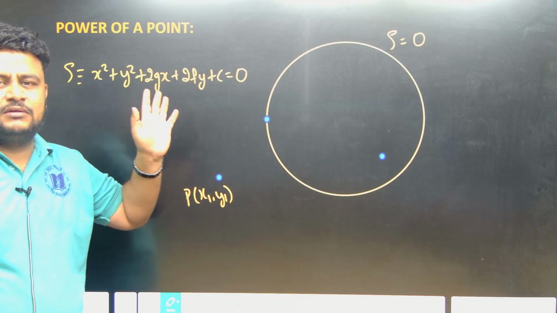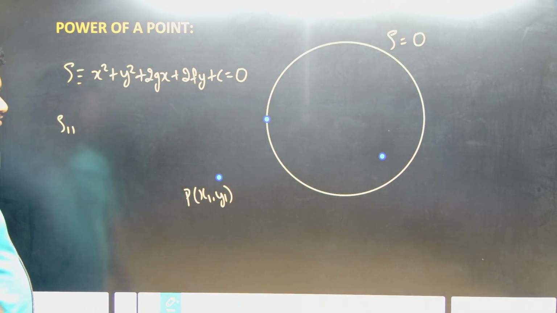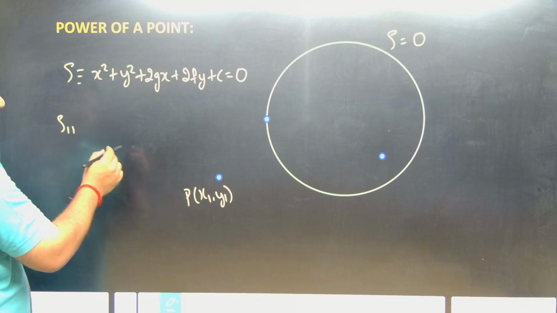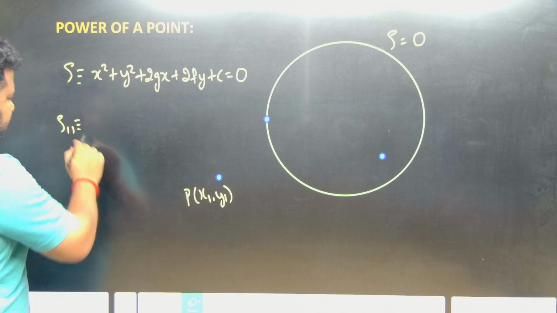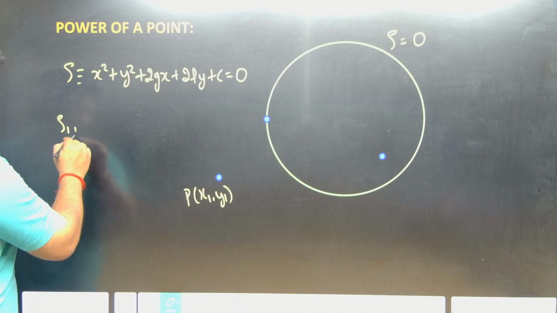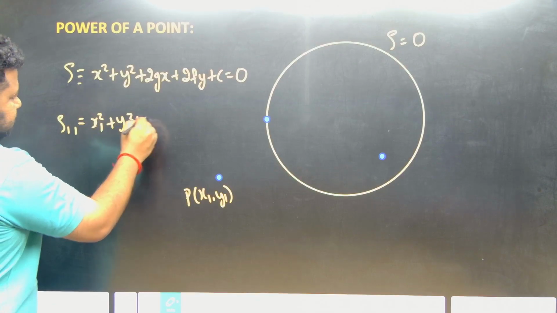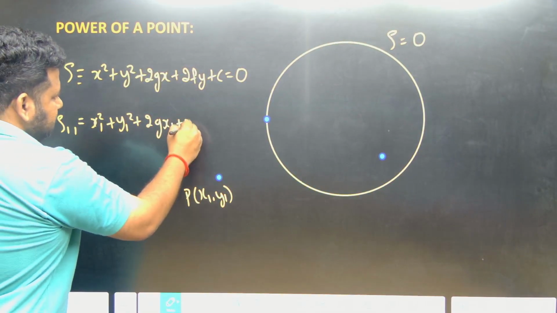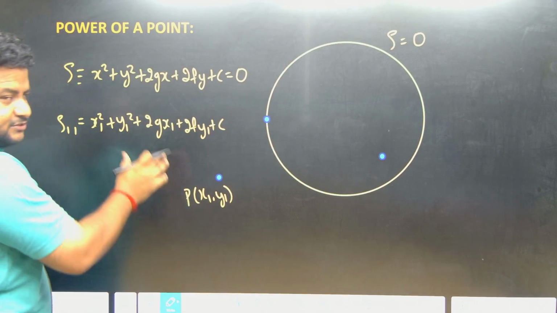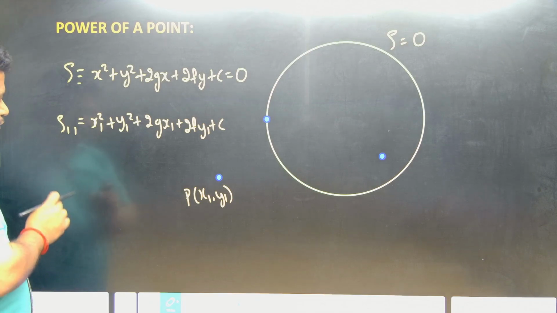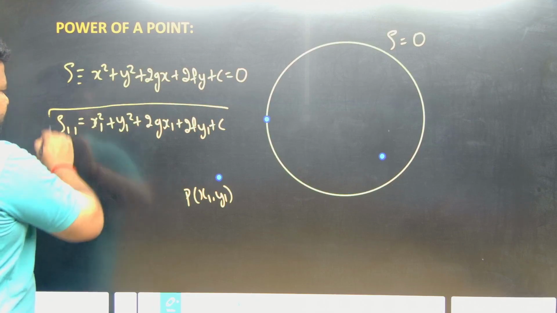How do you know that? For that we have to find out S11. S11 means wherever x is there, you will put x1, wherever y is there, you will put y1. So S11 will be x1 square plus y1 square plus 2g x1 plus 2f y1 plus c. It will not be equal to 0, you will get some numerical value. Yesterday I was talking about the notations. I told you S11, when you do it, you will get a numerical value.